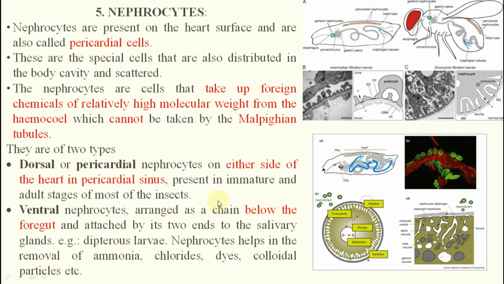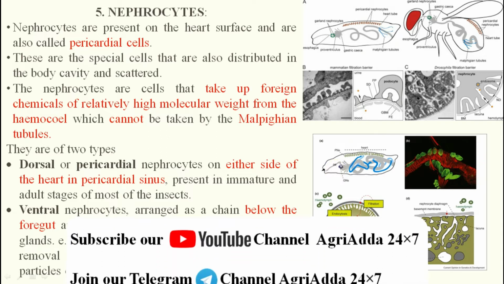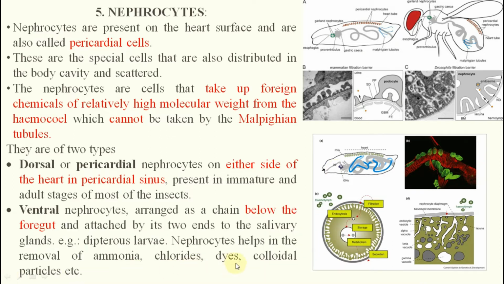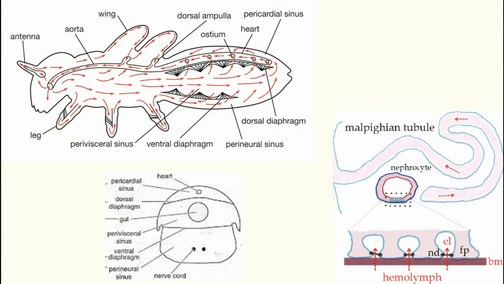Generally what will happen? It will be below the foregut and attached by two ends to the salivary gland. Here the salivary glands will be there, yes or no? You might have seen the picture in the digestive system. It is nearby that. Present in dipterous larva, and nephrocytes help in the removal of ammonia, chloride, etc. Understood clearly? Yes, sir.